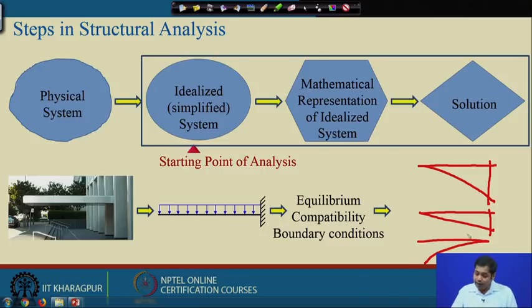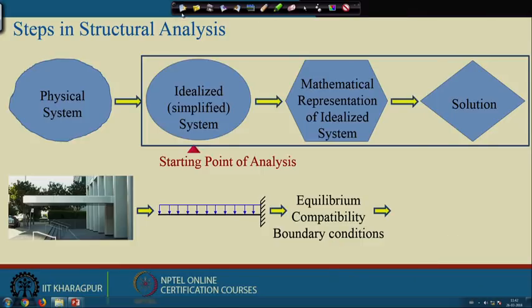So, we already know with the knowledge of structural analysis 1 how to get this solution. These are the solution of the equilibrium equation, compatibility equation, and boundary conditions. Okay. Now, you see, that is what we do for all the structures. So this is the starting point of analysis.